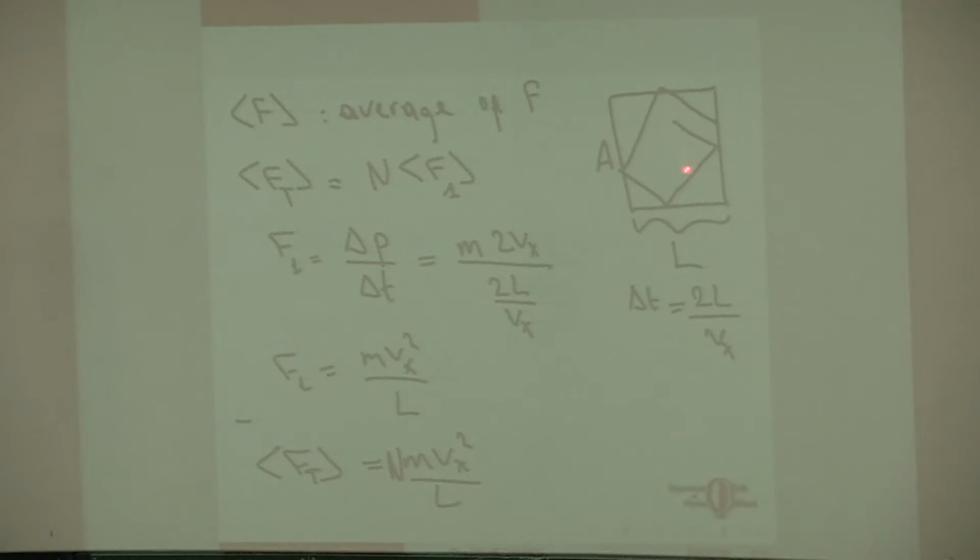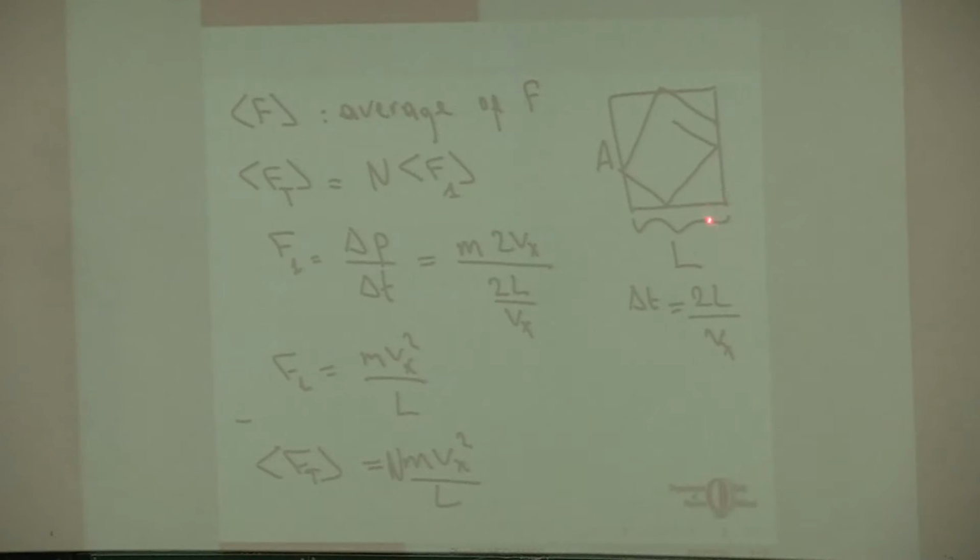But in this case, within each 2L over Vx time, the momentum change is delta P. If I wait, I don't know, 10 times this much, the total momentum transfer to the wall will be 10 times this much. So I don't need to wait that long for a single molecule. It's enough to wait until it starts repeating the motion. So we take this delta T to be the time it takes for a single molecule to hit the wall twice, between two collisions with the wall.